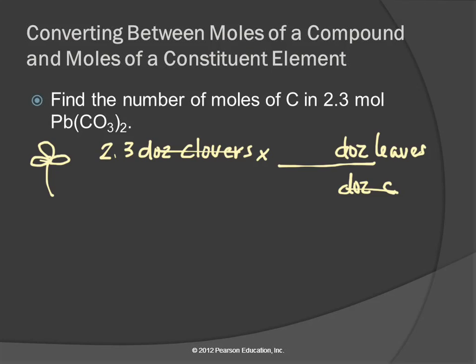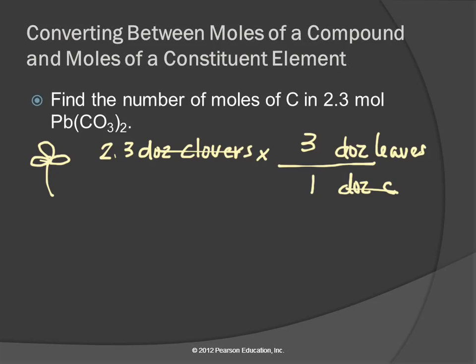Well, in 1 dozen clover, how many dozen leaves would we have? 1 clover has 3 leaves. A dozen clovers have a dozen leaves, 12 leaves. 3 dozen. Rewind. 1 clover, 3 leaves. A dozen clover, 3 dozen leaves. Right?